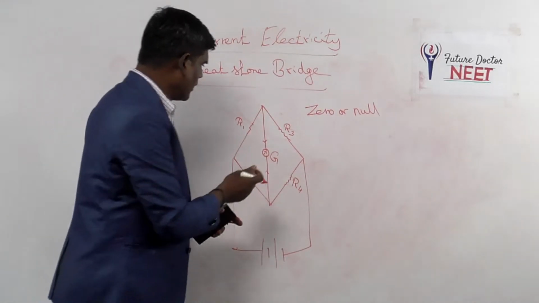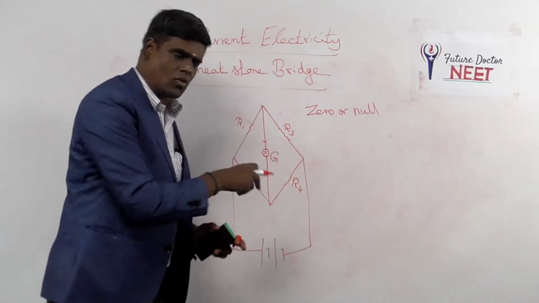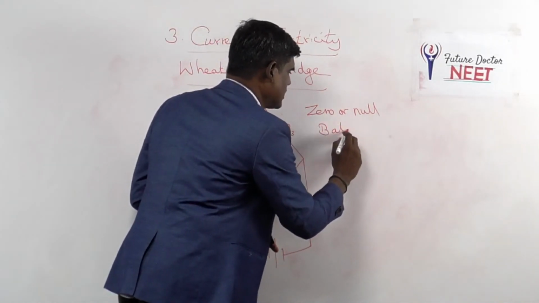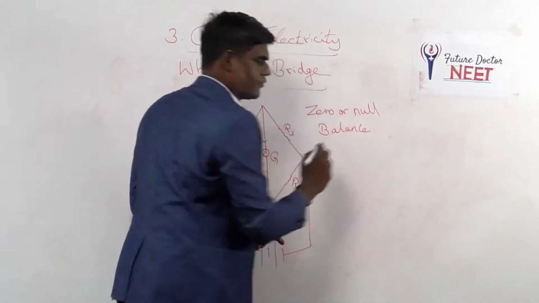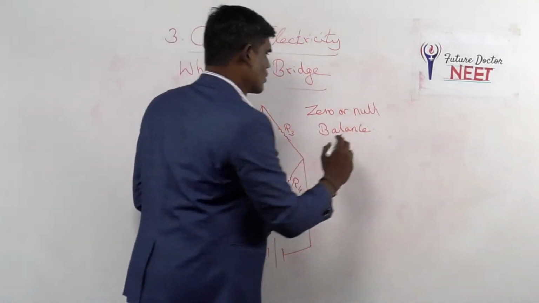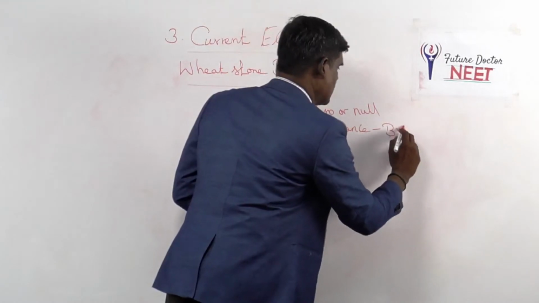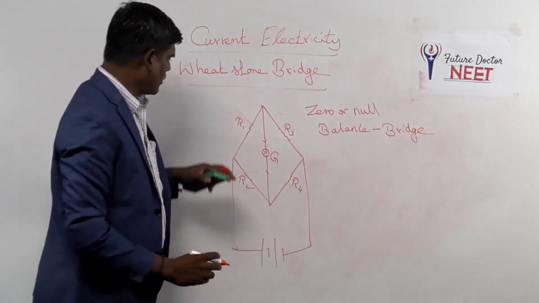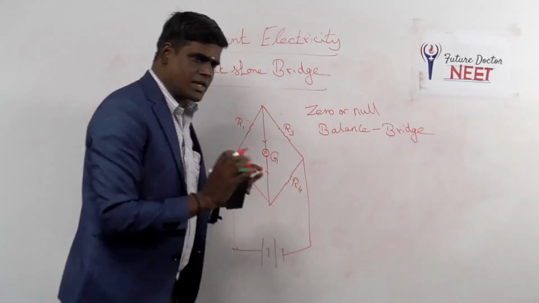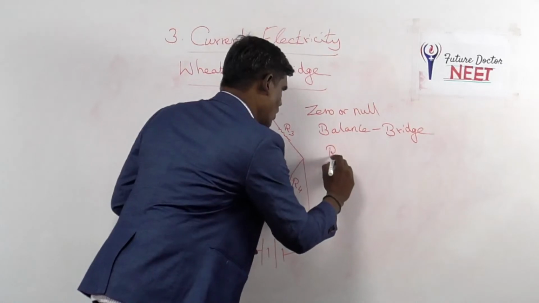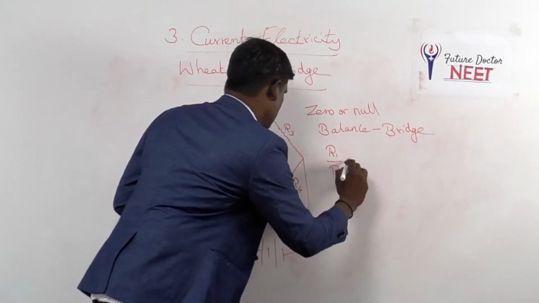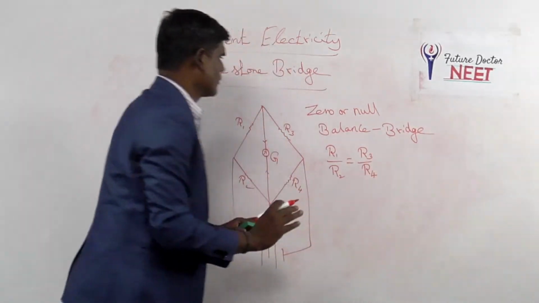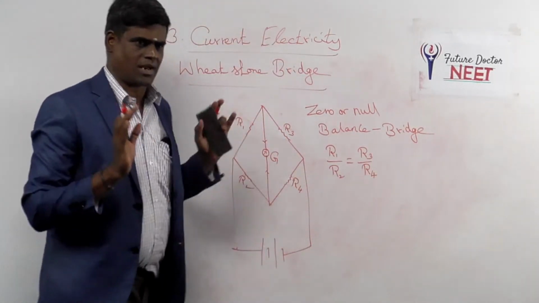Okay. And if the galvanometer comes to 0, then that is called bridge balance. The bridge is in balance condition. That is the balance condition of a bridge. That is the Wheatstone bridge. Okay. Now, for balancing a bridge, what is the formula? R1 by R2 equal to R3 by R4. This is the condition for bridge balance.